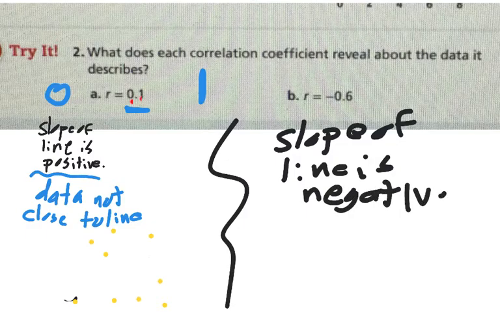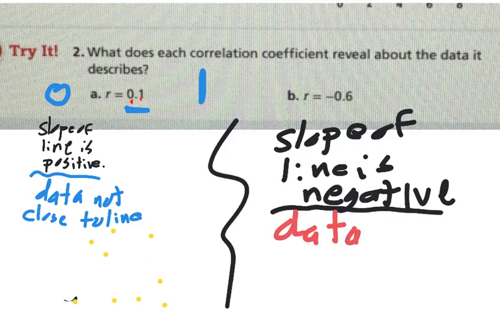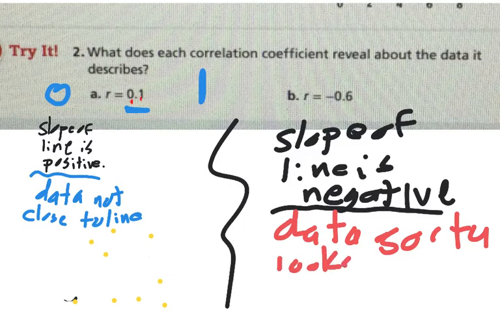And then 0.6, what does that tell me about? Are my points close to a line or not close to a line? Yeah, it's somewhere right in the middle, right? I mean, 0.6 is almost 0.5. So the data kind of, so let's just say sorta. That's a terrible math word, but I'm going to do it. Sorta looks like a line.